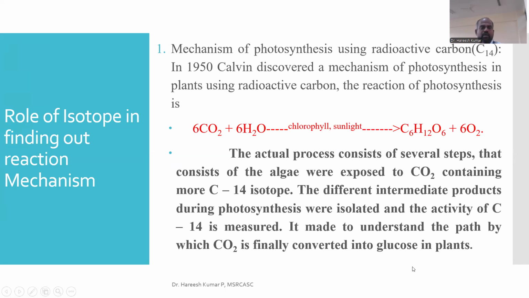Suppose you want to know whether carbon dioxide is the raw material used for the carbohydrate synthesis, then carbon dioxide can be labeled with C14. That means C14 carbon dioxide is taken, and if that C14 carbon dioxide is used for the photosynthesis, then the carbohydrate obtained should be C14. This is how the reaction mechanism can be determined by using isotopes. This will be one example for the use of isotopes in finding out a reaction mechanism.